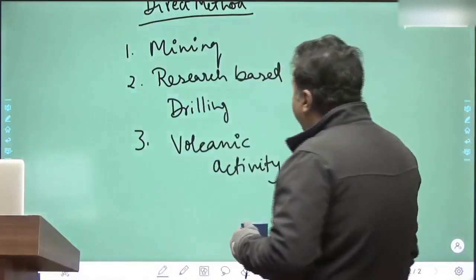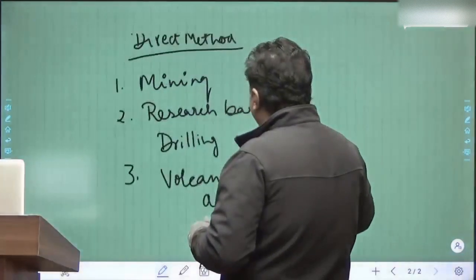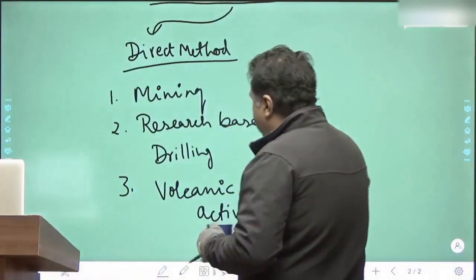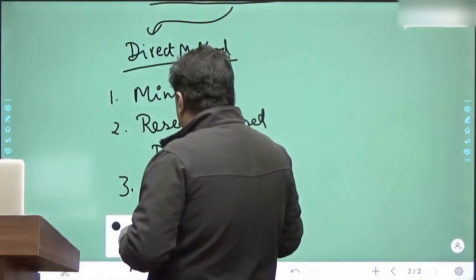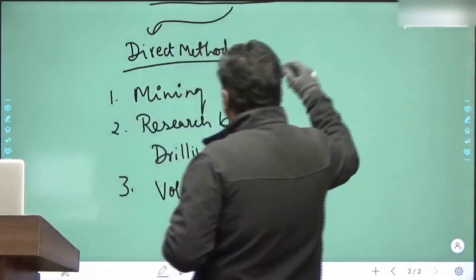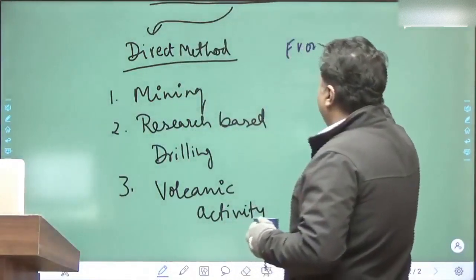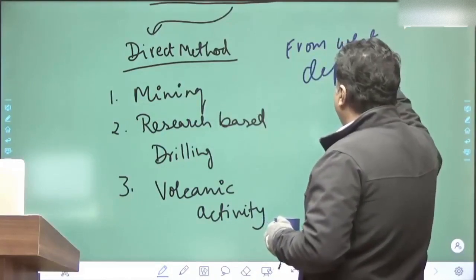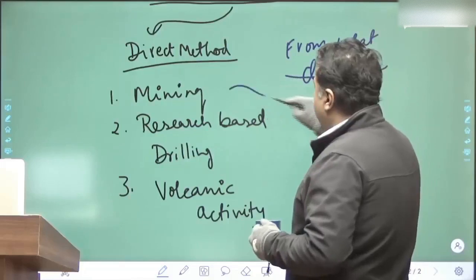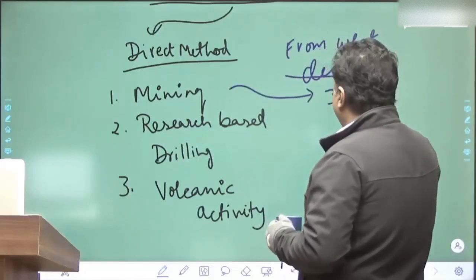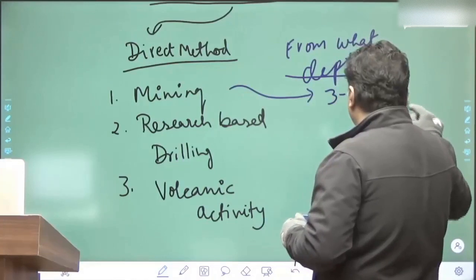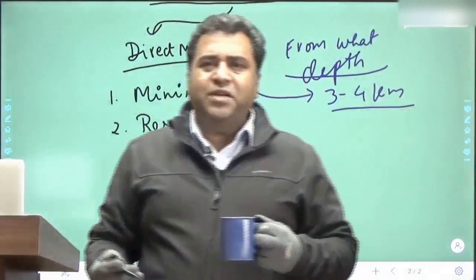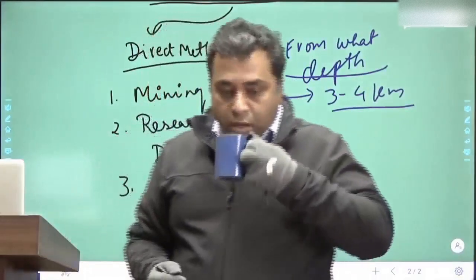Now, by mining, from what depth do we get the material? In mining, the maximum is 3 to 4 kilometers. The maximum that we mine is 3, 4, 5 kilometers. We don't go deeper than that.